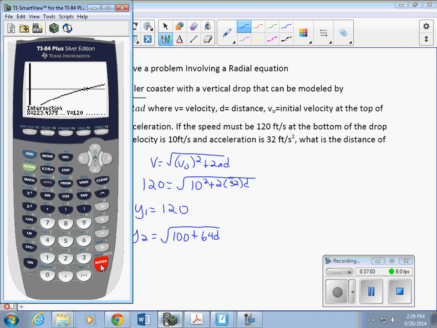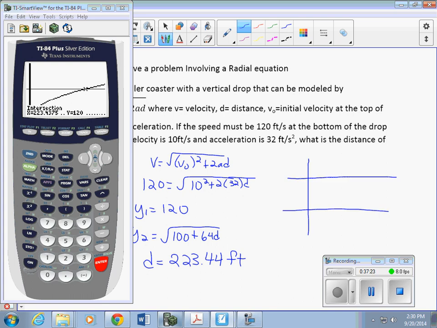And it says x is equal to 223, or d is equal to 223.44 feet. So what we're doing here is, this is what we've drawn. The second graph was going something like that. The point where it crossed is what we're looking for as the solution.